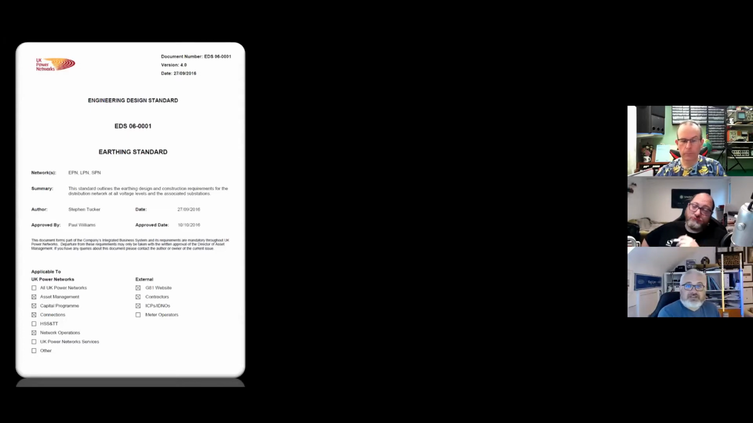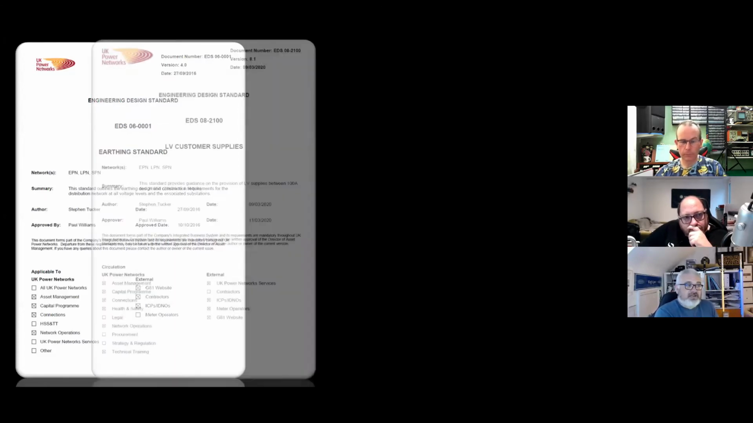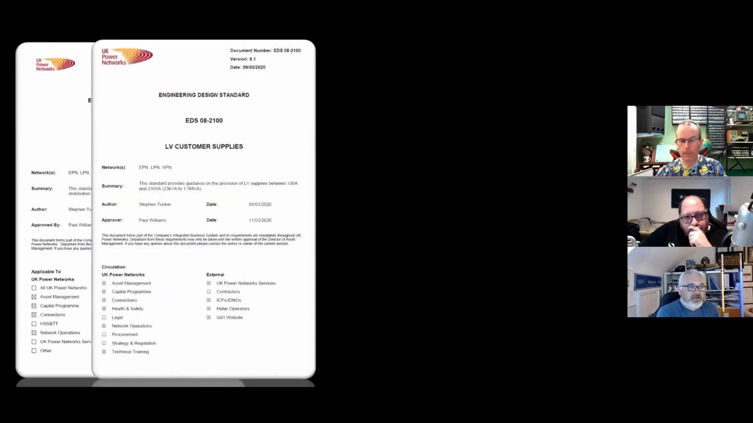Again, all of this is free to download. You just got to Google it, go online, register for a UK Power Networks account. You don't have to be staff. This is all free. So you can get their earthing standard. You can get their standard for LV power supplies. Now, there's one specifically for up to 100 amps, and there's ones like this, which is from 100 amps up to 2000. So you can get various documents which will guide you.